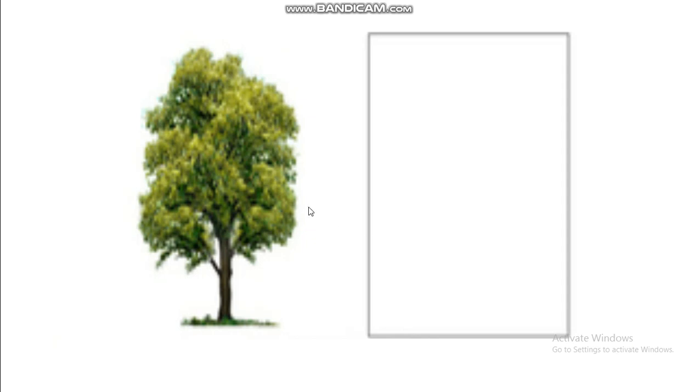This is how a temperate deciduous forest looks like in summer. Now you have to think how a tree in temperate deciduous forest will look like in winter, and draw its sketch here.